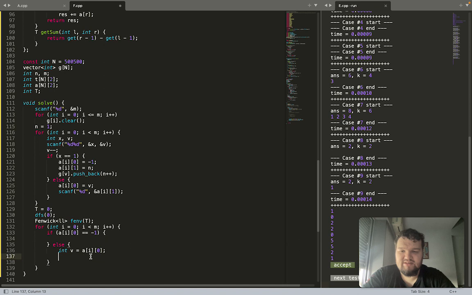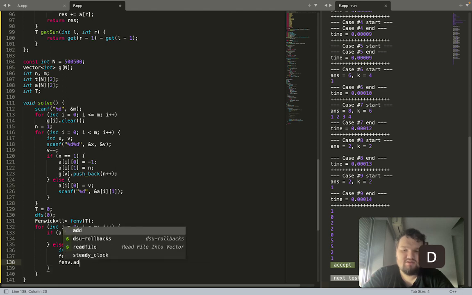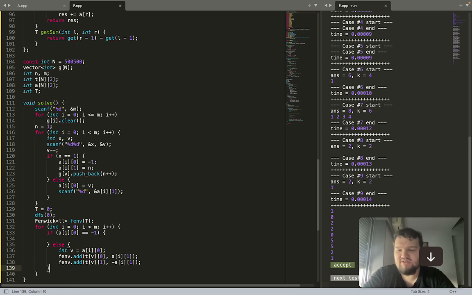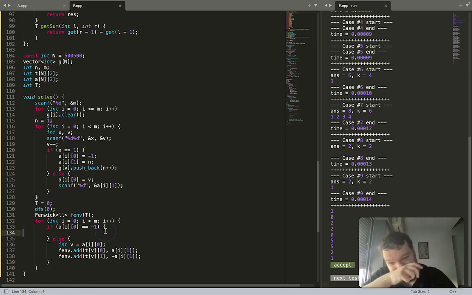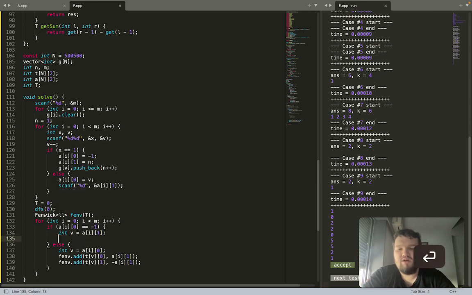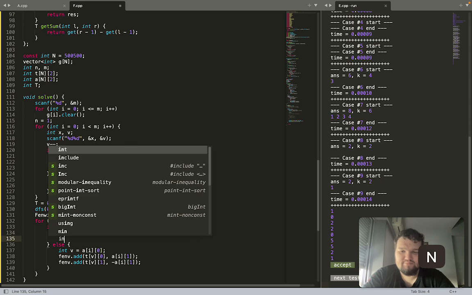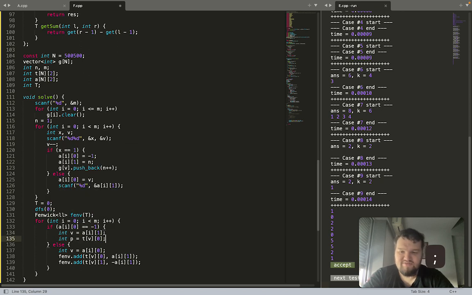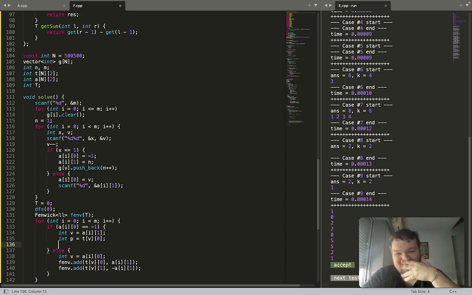and so I add TV0, AI1, and after the end of the segment I subtract the same. The vertex is A1, the point is TV0. I need to get the value at that point right now and subtract it from that point.